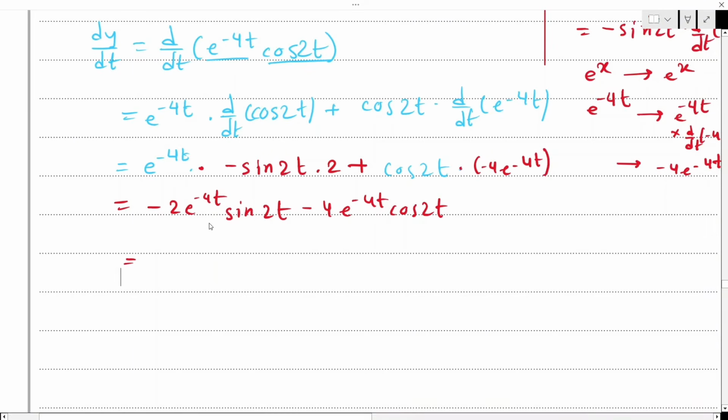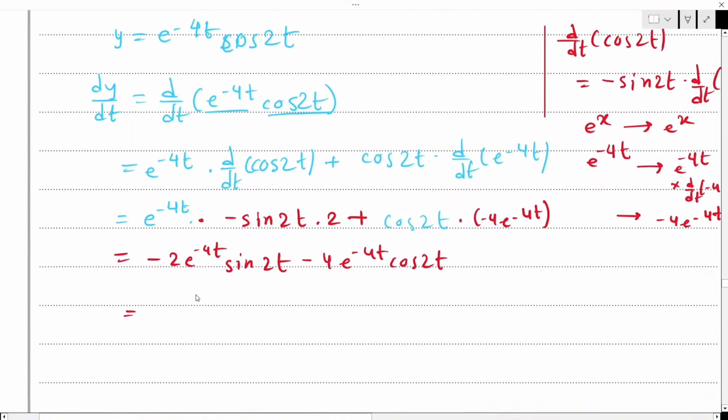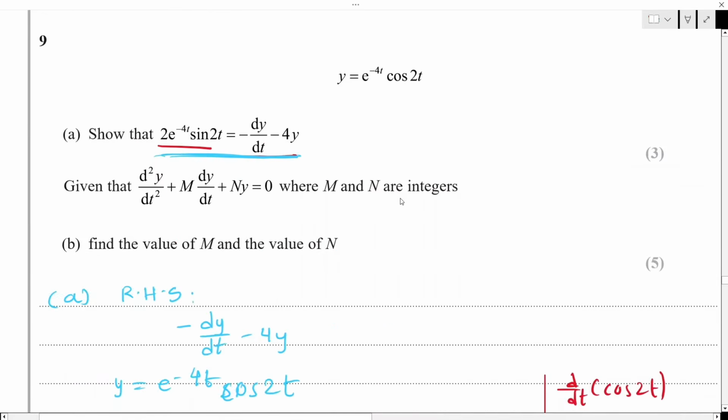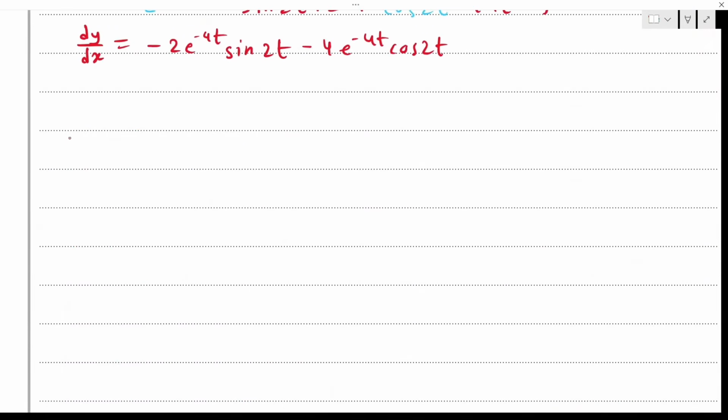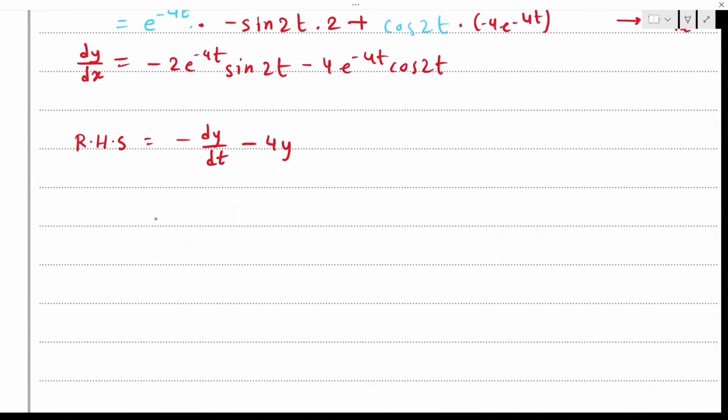There is no further way of simplifying this expression, so our expression for dy/dt is equal to this. Now I can substitute this expression for dy/dt into the right hand side of our given expression in part A. We know that the right hand side was equal to minus dy/dt minus 4y. Let me check again. Yes, this was the right hand side.